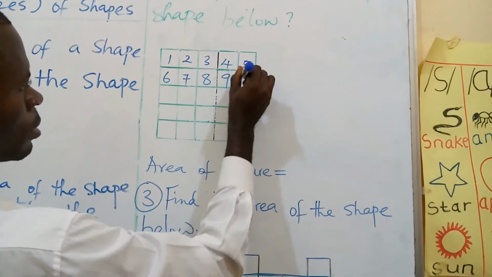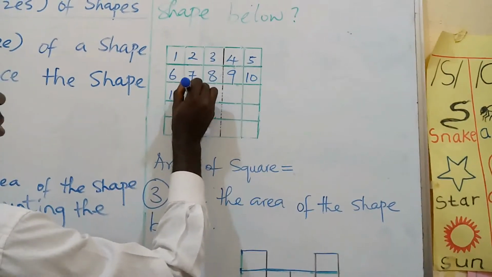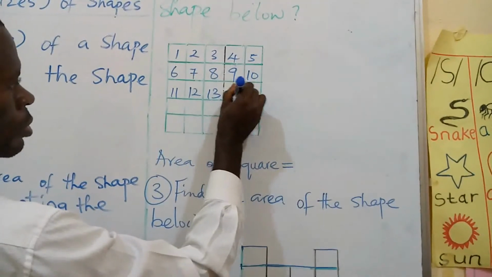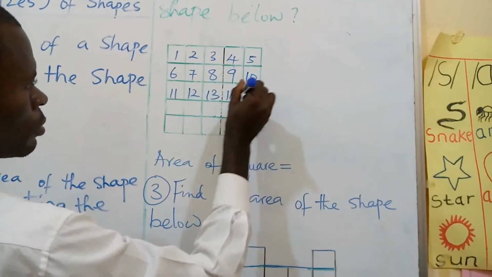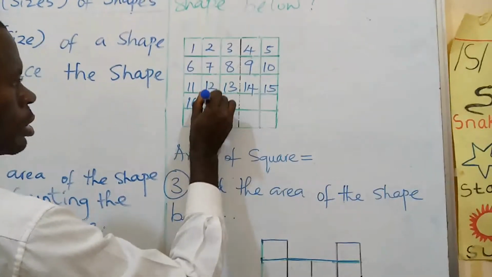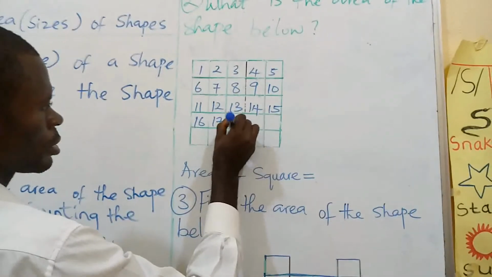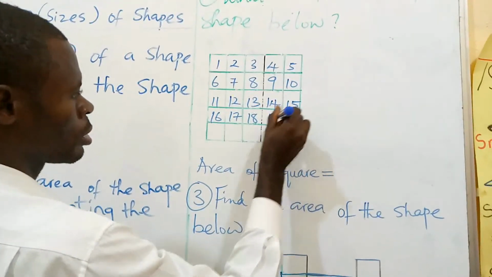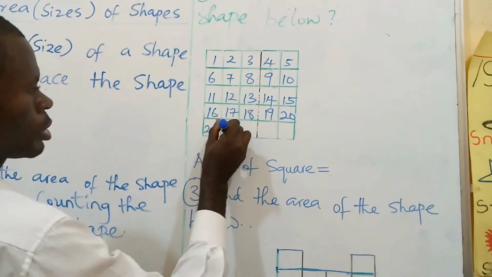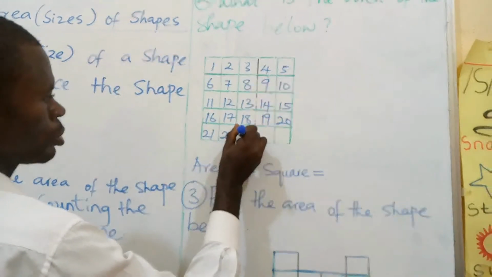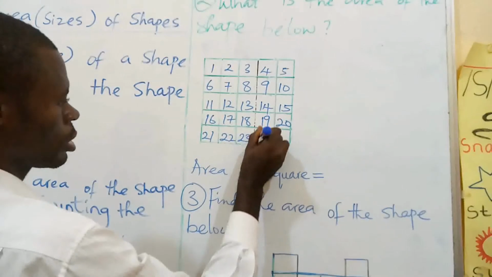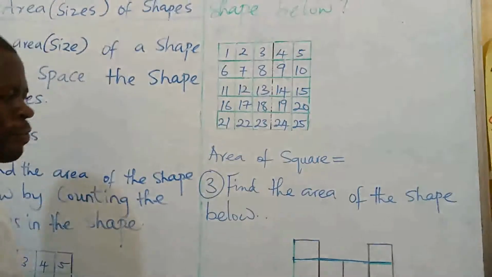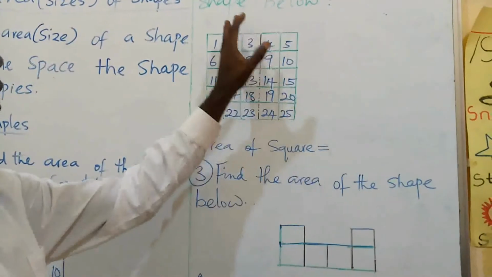9, 10, 11, 12, 13, 14, 15, 16, 17, 18, 19, 20, 21, 22, 23, 24, and 25. So the area of this square is what?